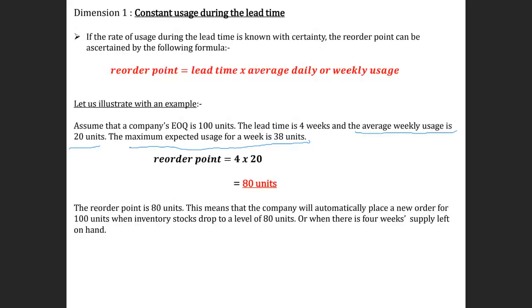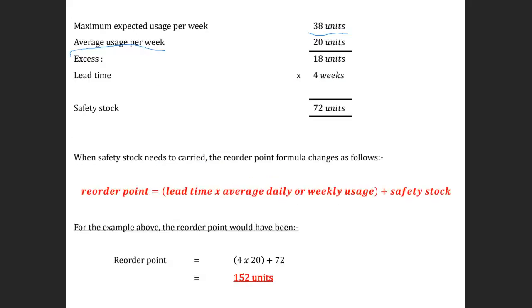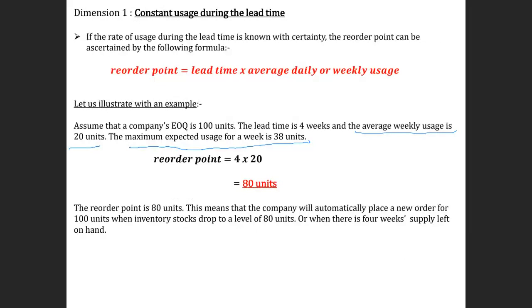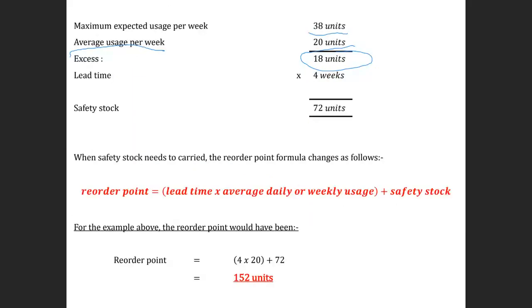So 38 minus 20 is telling you the safety stock for 1 week, but we need to know the safety stock for the entire lead time. So we're going to multiply it by the number of weeks of your lead time, and that is 4 weeks. That tells us that your safety stock over the entire lead time is going to be 72 units. So that is now what we add in the second bit of this formula, the 72 units.